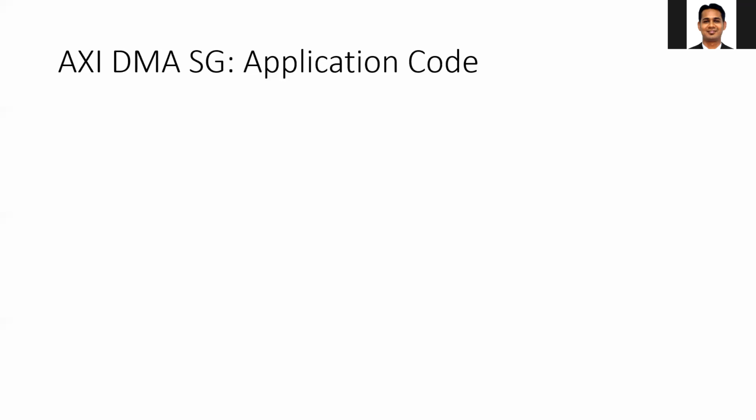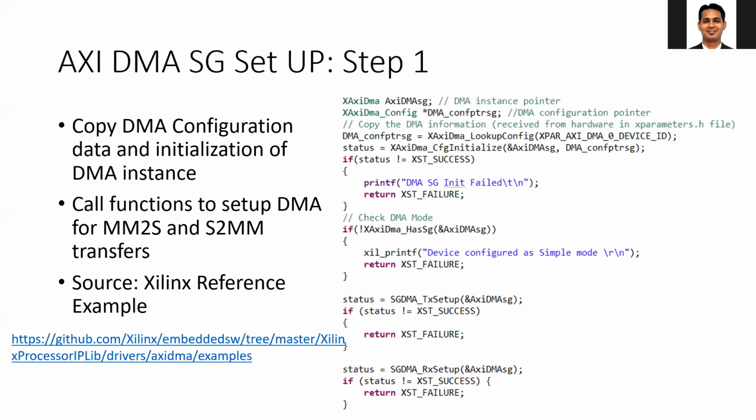So in the application code, we will have the DMA in the simple DMA mode comparison that we have already done in the past, and we need to add the additional code for the DMA in the SG mode. As usual, for any DMA or any hardware IP, we need to take care of the corresponding IP configuration and initialization. So here we are going to have the IP instance and the configuration pointer, so that we can get the corresponding configuration data into the configuration pointer and initialize the DMA instance with it.